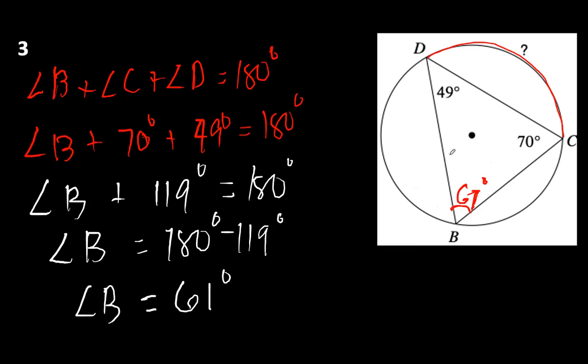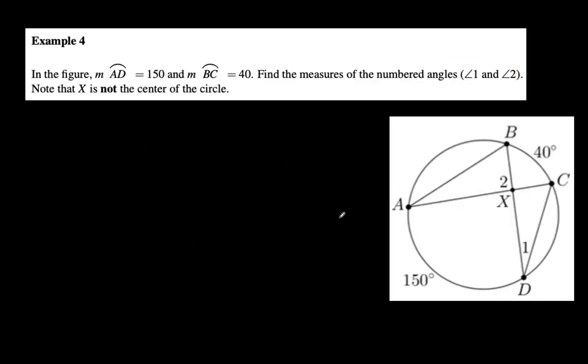Now, since this is an inscribed angle and the intercepted arc is arc DC, therefore twice of this is equal to the intercepted arc. So twice of 61 is 122. Am I right? Yeah, 122. Therefore, arc DC is 122 degrees. Okay, so I hope we got the same answer.